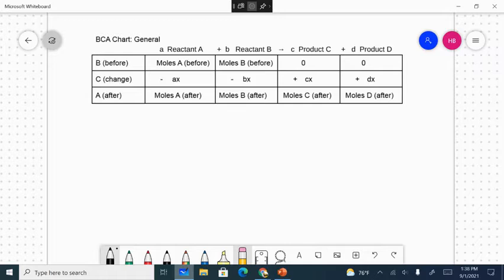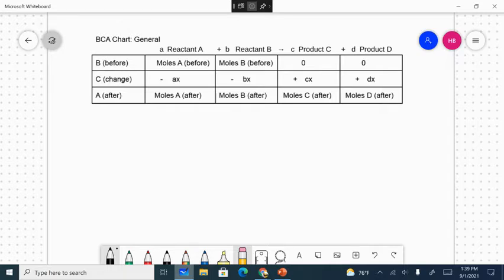The products we always have 0 of. So if we have some reactants and we have no products, we know that the products get the plus and the reactants get the minus sign. And then notice that the coefficients from the balanced equation with the letter X is what fills up that change chart.